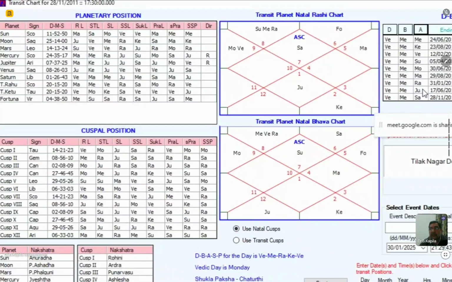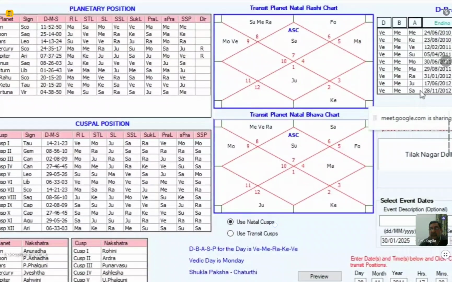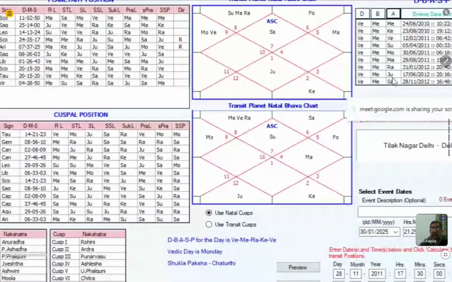Then the two antaras which are possible, one is Jupiter and the other one is Saturn. If I take Jupiter as the antara, then how many months would pass? Approximately 7 months, right? 7 months. So it means I will straight away proceed to Jupiter antara. Now, if I add 7 months to this, then what is the approximate date I am going to get?